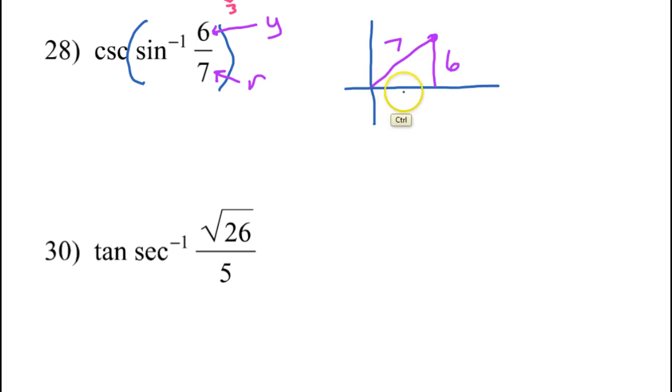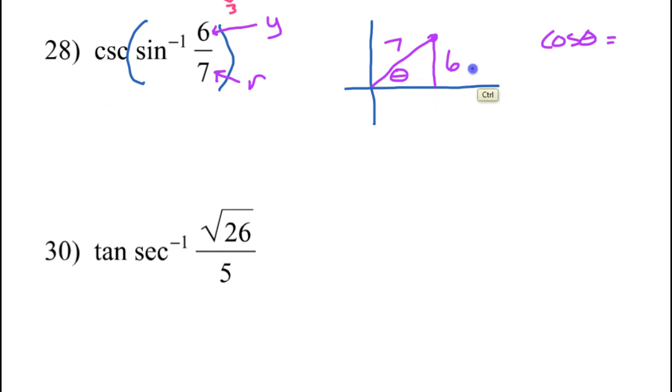So now in order to find the cosecant, here's a picture of the angle. I don't know what the angle is, but this is a picture of an angle whose sine is 6 over 7. Now, I'm going to try to find the cosecant of this angle. So remember, the cosecant is the reciprocal of sine.